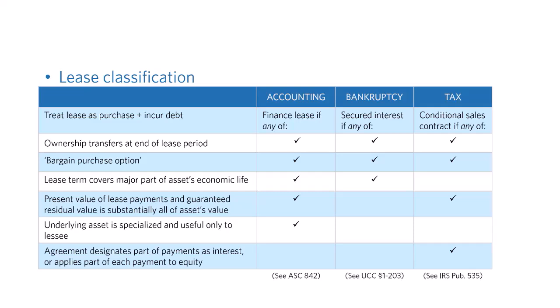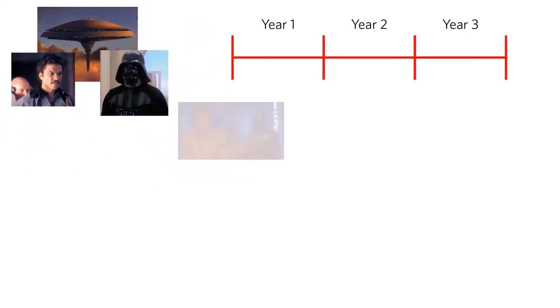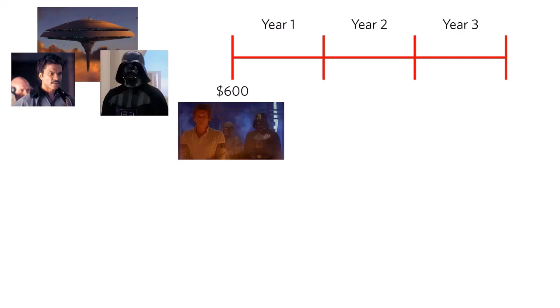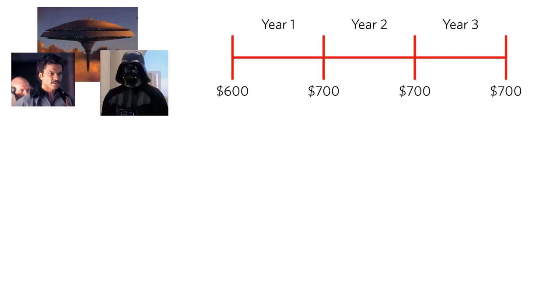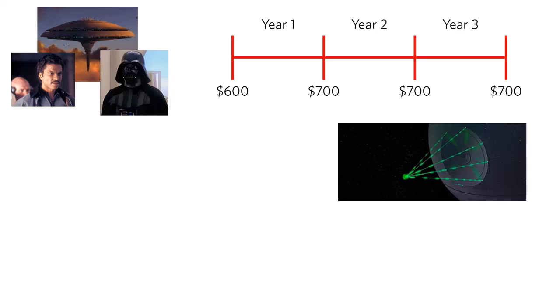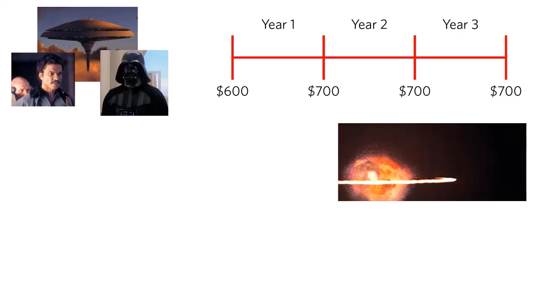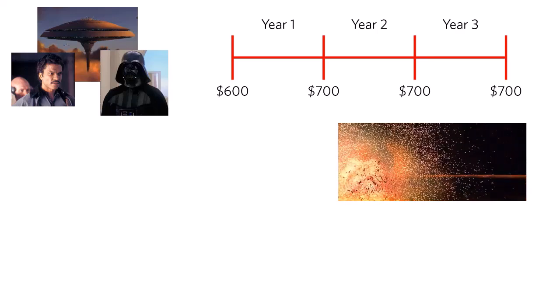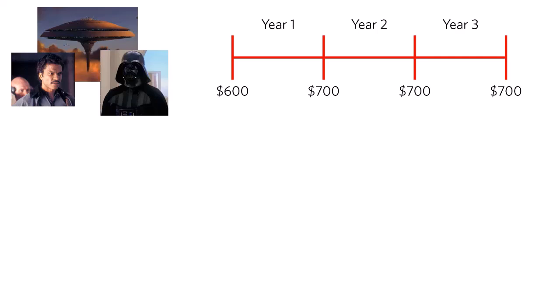To illustrate lease accounting, let's work with an example where the entrepreneur Lando Calrissian wants to lease Cloud City from the evil real estate mogul Darth Vader. The lease covers 3 years. It calls for an upfront in-kind payment worth $600 and then $700 per year for the next 3 years. At the end of the 3 years, Cloud City will not have economic value, so this qualifies as a finance lease. We will account for the liability as a debt and the asset as PP&E.